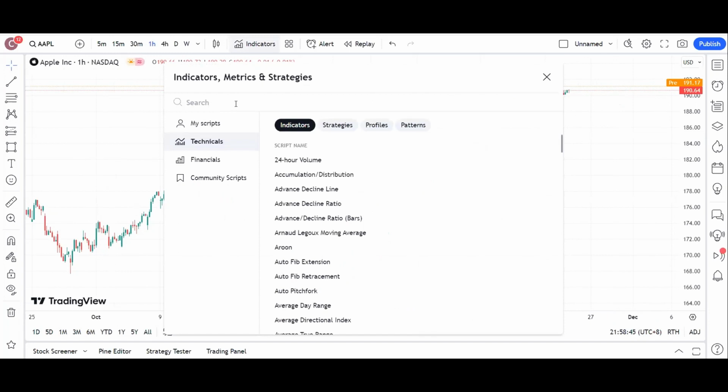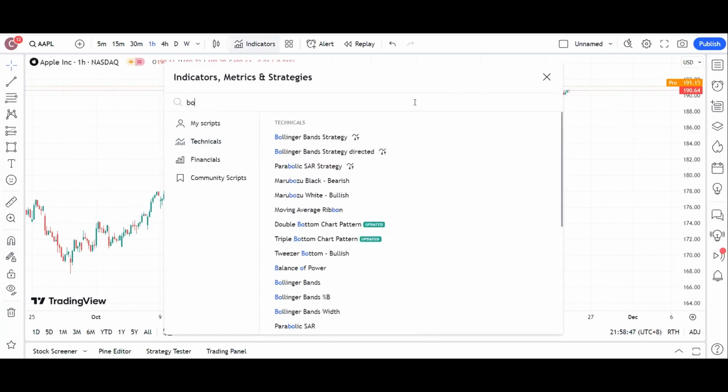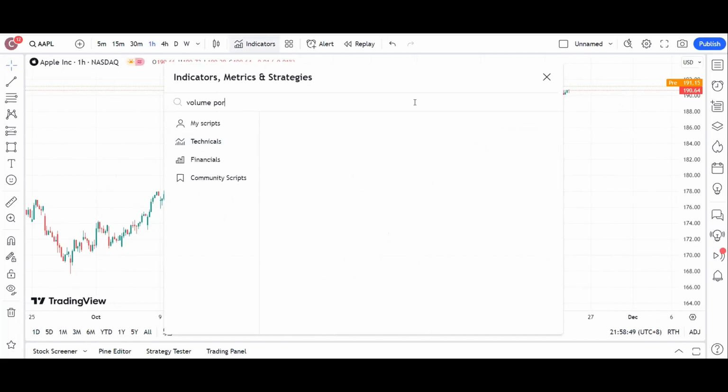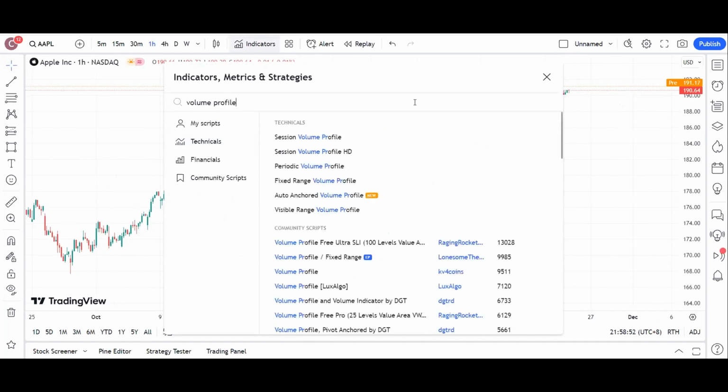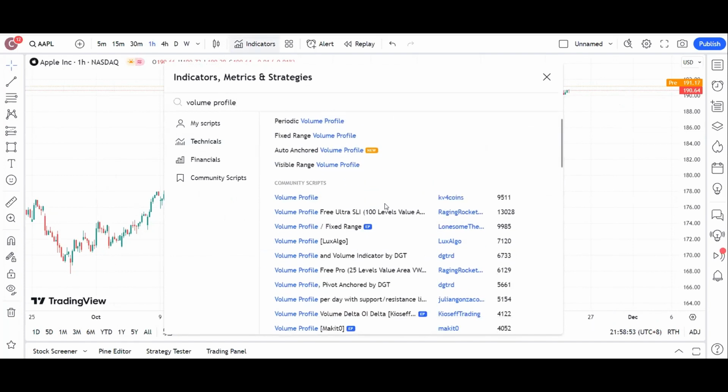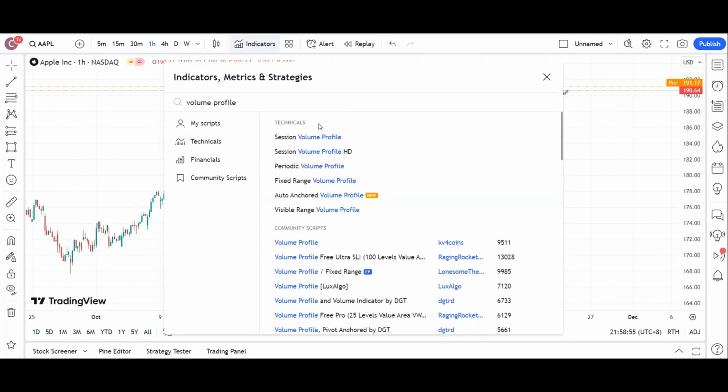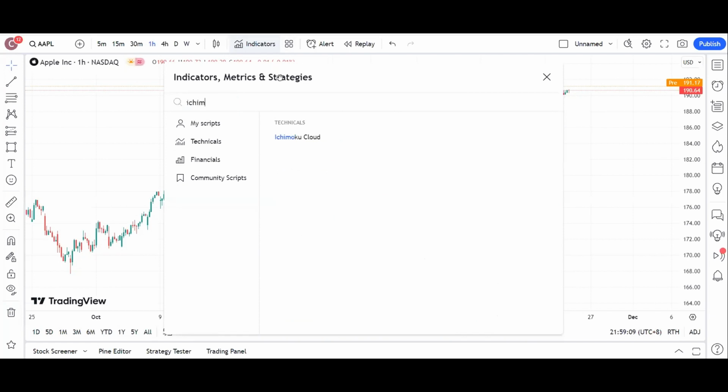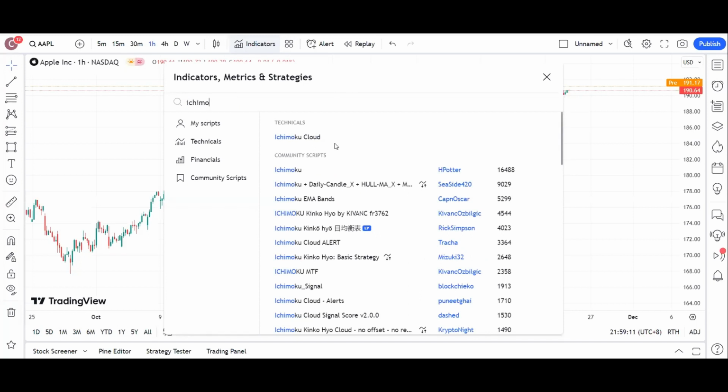But I think on TradingView it's under the pro account only. This one, the fixed range volume profile. Basically, the volume profile is your volume showing at your price. Unless that's what you're asking, otherwise another one is Ichimoku. This one has a lot of other data coming in.